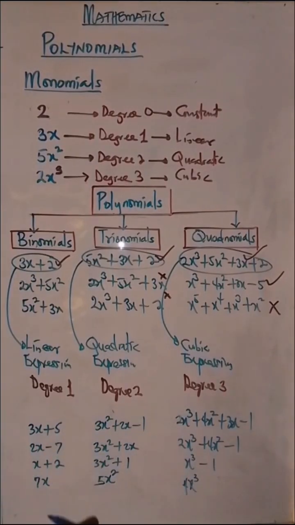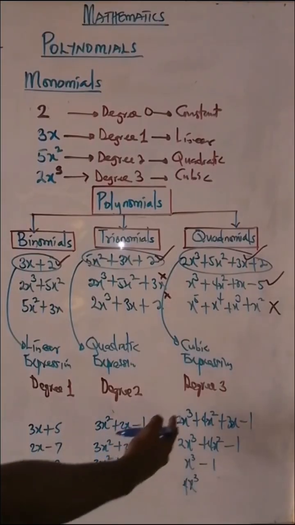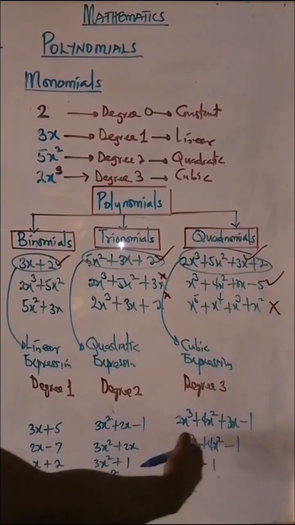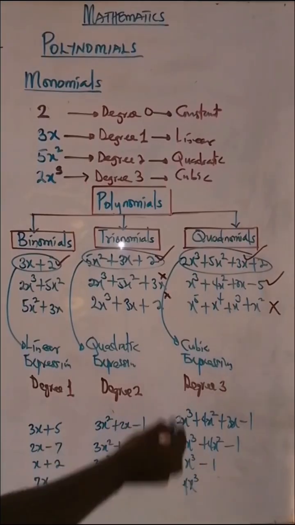They are all quadratic. This is what? Trinomial, binomial, just a monomial. And for these four, this is a quadnomial, trinomial, binomial, monomial, well, they are all cubic.